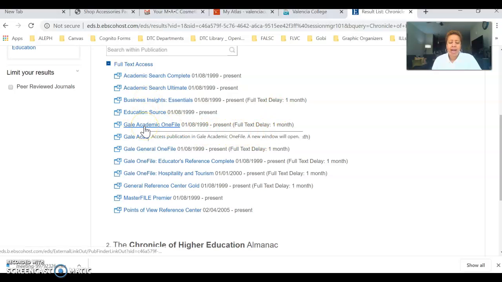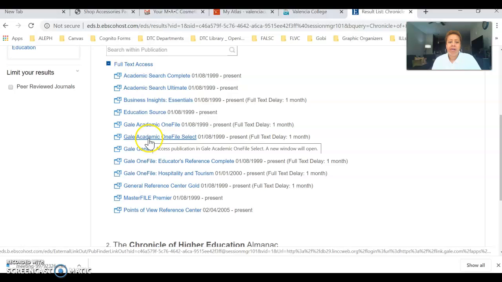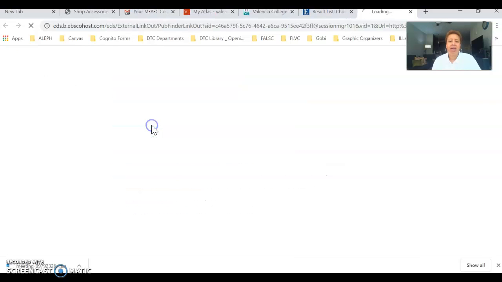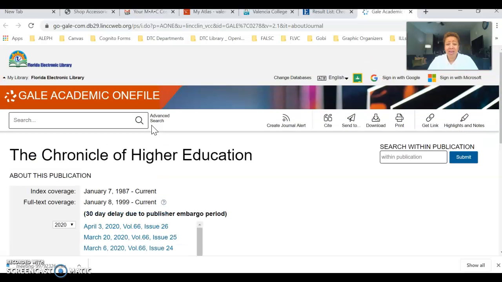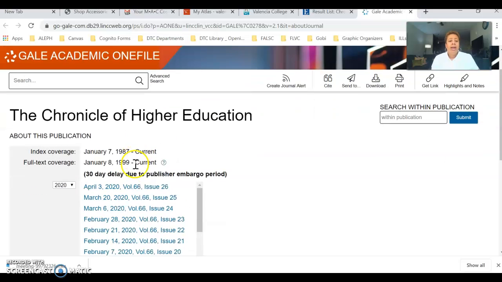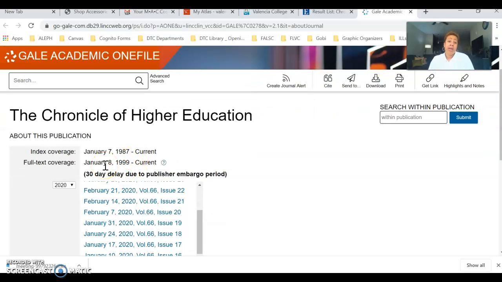Same thing with Gale Academic OneFile, and I'm just going to do Gale Academic OneFile. The only difference between the databases is the interface and how it looks to you. So I actually prefer the Gale database interfaces versus the EBSCO. Some of them may or may not be available in PDF if that matters to you. Again, it's telling me there's a 30-day delay due to the publisher embargo period, which I've mentioned previously.